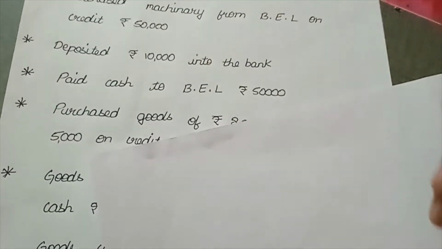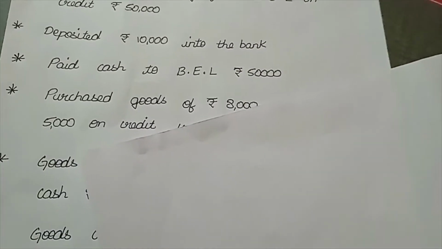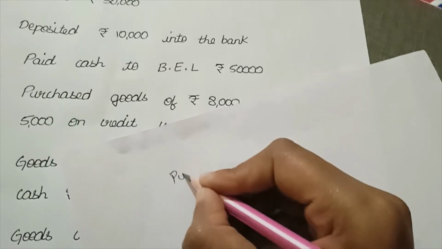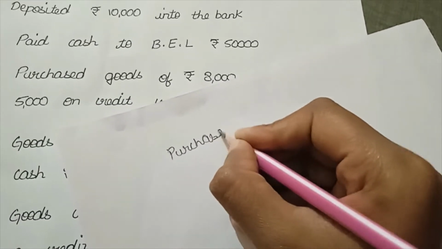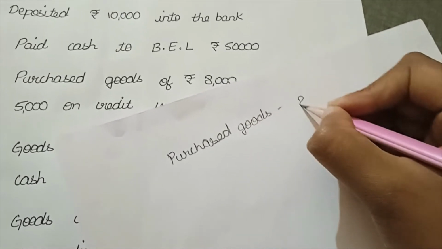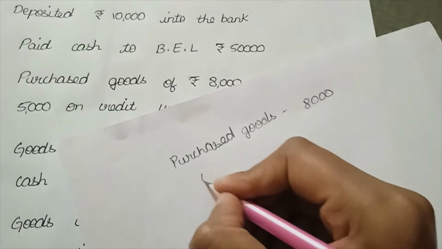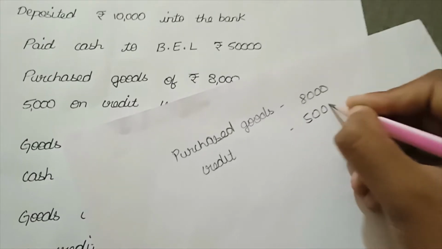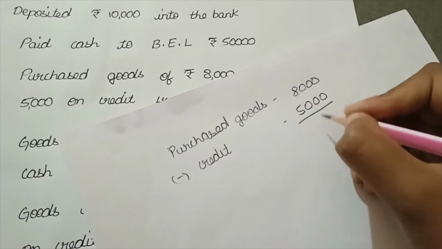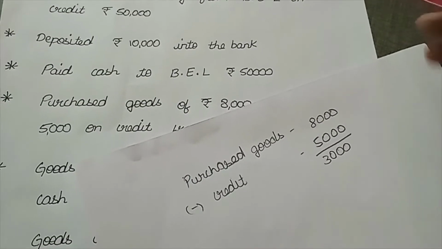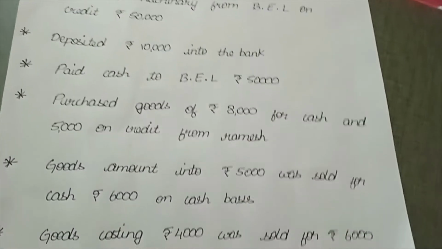So what would be the amount they have paid? We don't know what the amount was. The purchased goods are 8,000 rupees, and the credit was 5,000 rupees. If we subtract both, we would get 3,000 rupees. Only 3,000 rupees we are paying to the supplier.